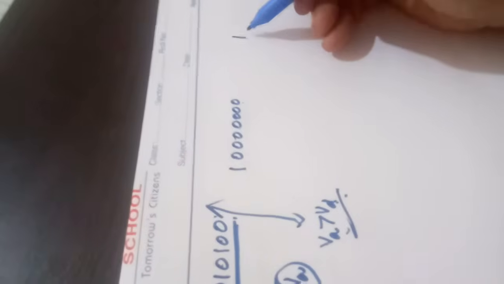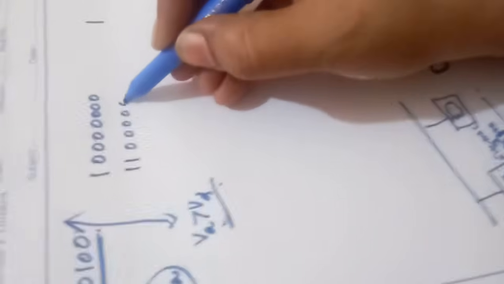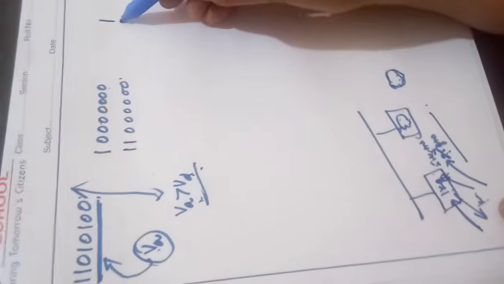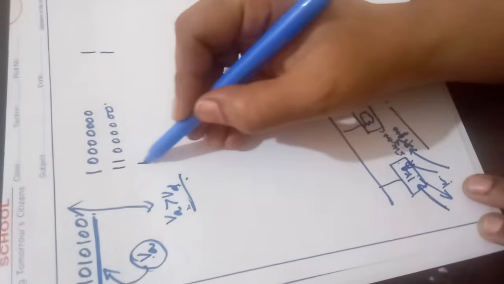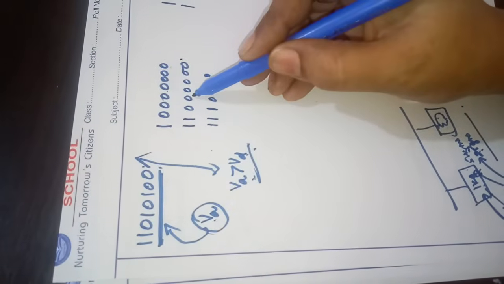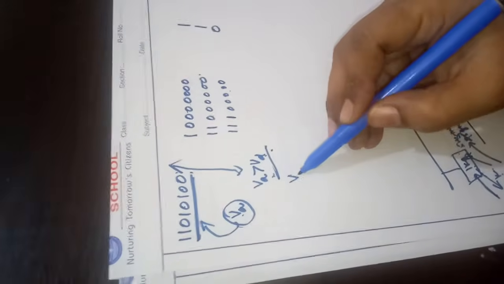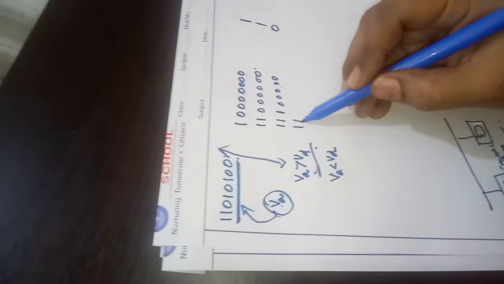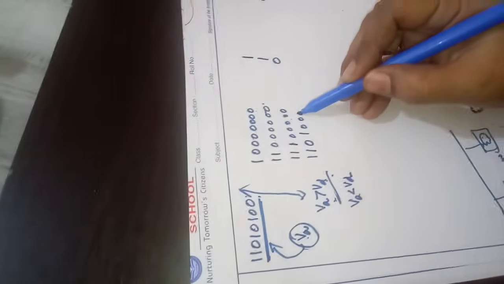If the comparator output is 1, it means VA is greater than VD. Then it is going to set another bit to 1, so 1 1 0 0 0 0 0 like this. If the output is still 1, again it sets the next bit to 1. If the output is 0, that means VA is less than VD. Then we have to keep 1 1 and reset this bit, making it 1 1 0 0 0 0.